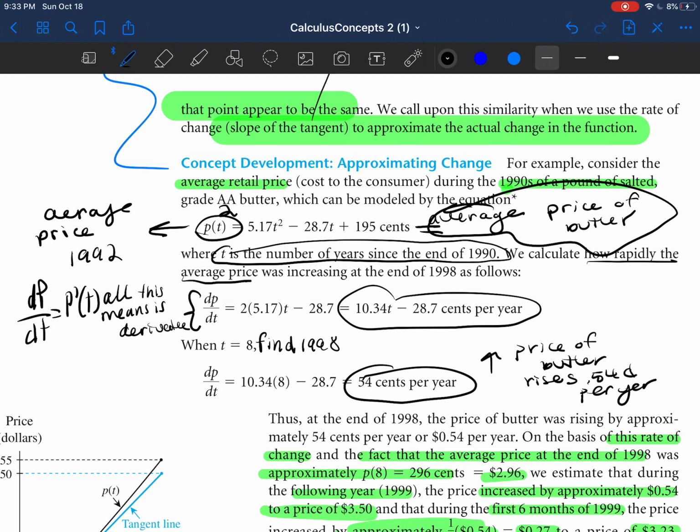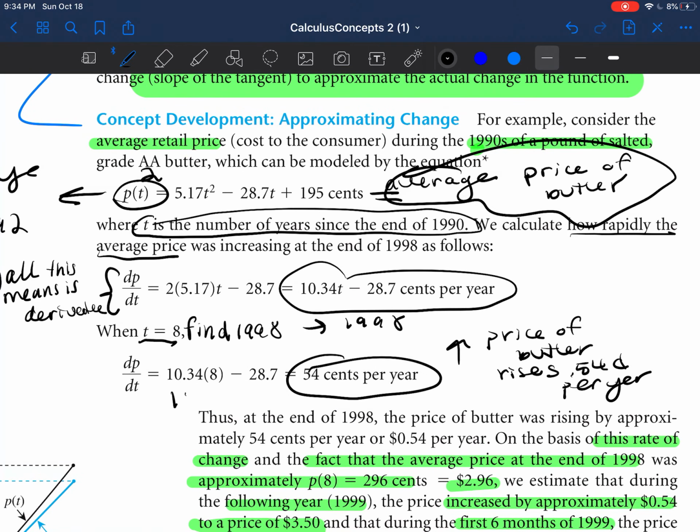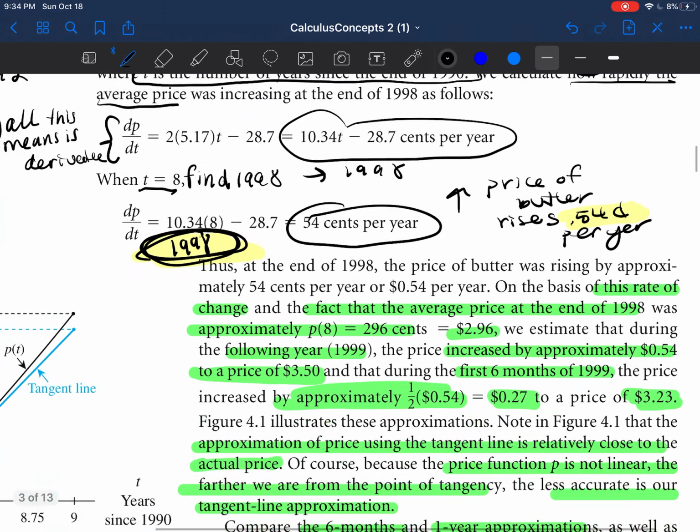Now it's asking you to find it at t equal to 8 years, so find it in 1998. You plug it in and you get 54 cents per year. So in 1998, the price of butter will rise 54 cents per year. But remember, that is the instantaneous rate of change, so that will be the rate of change at 1998.